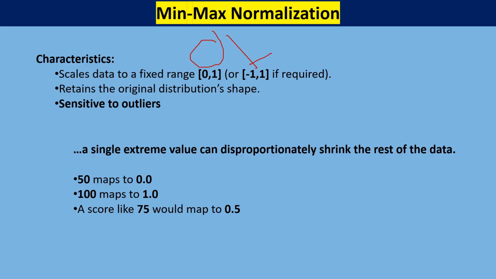For example, imagine test scores ranging from 50 to 100. After min-max normalization, 50 maps to 0 and the maximum, 100, is mapped to 1. A score like 75 would be mapped to 0.5. This allows the machine learning model to process values efficiently.